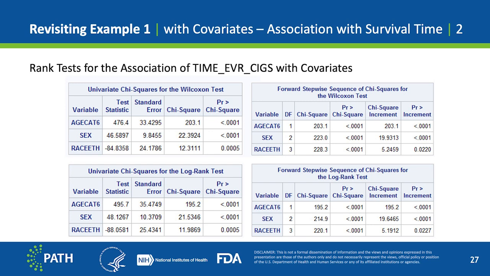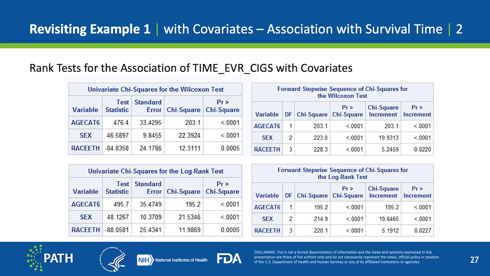The univariate chi-square test examines the association between the covariates and the outcome individually, and the forward stepwise examines the joint effects of the covariates. It will give you a sense of which covariates have the strongest association with the survival time. For our current example, age shows the strongest association.